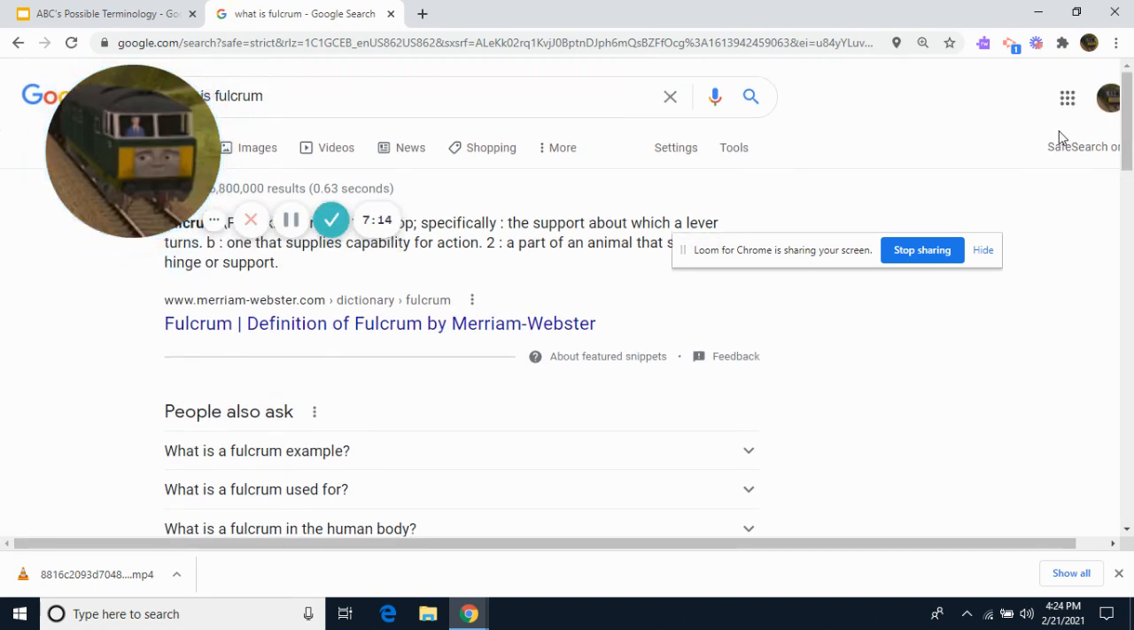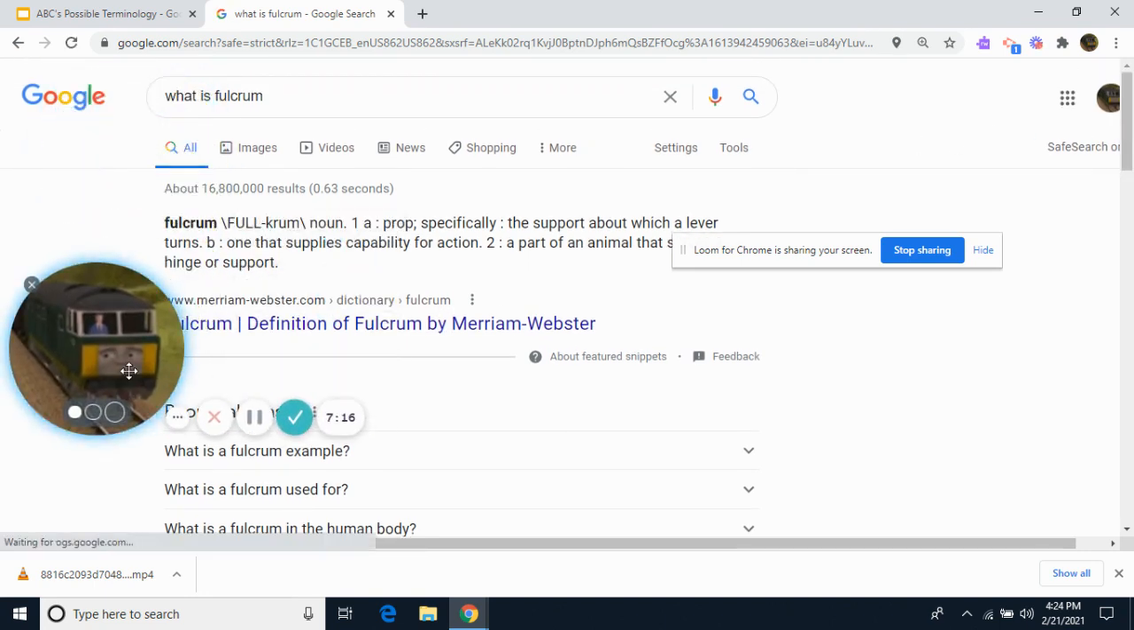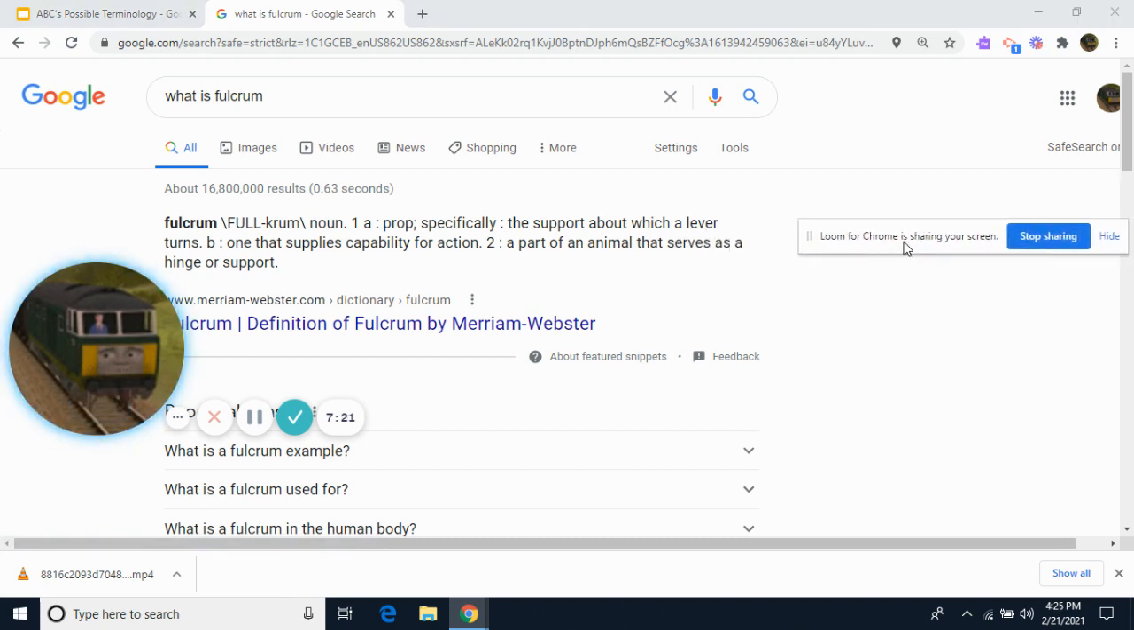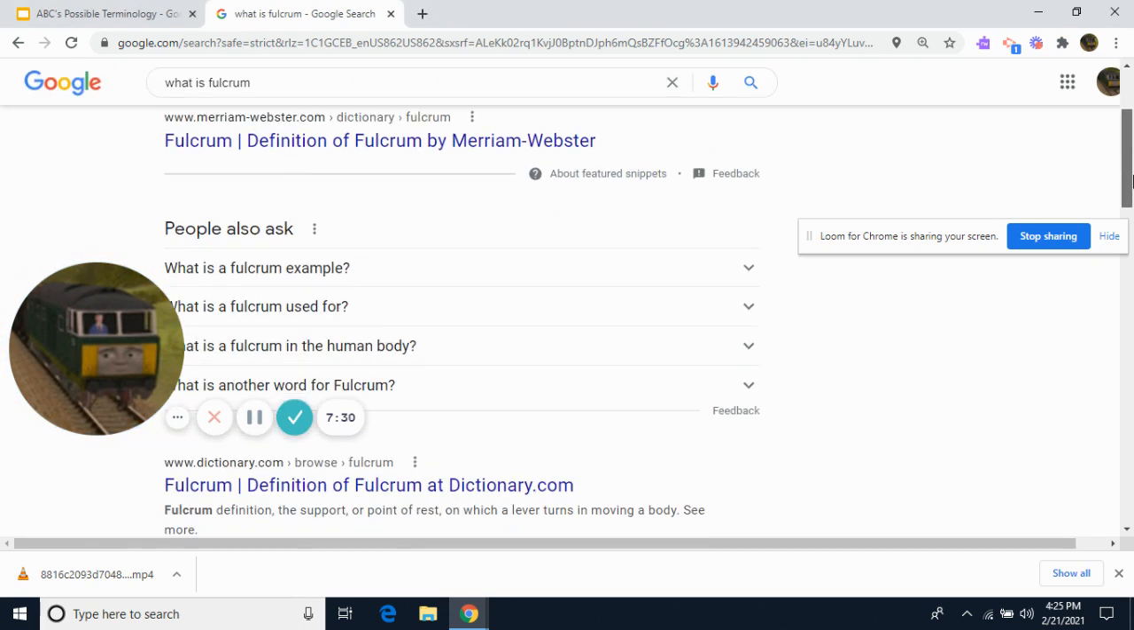Okay, so fulcrum. All right, so fulcrum, a prop. Specifically, the support about which a lever turns, one that supplies capability for action, a part of an animal that serves as a hinge or support.